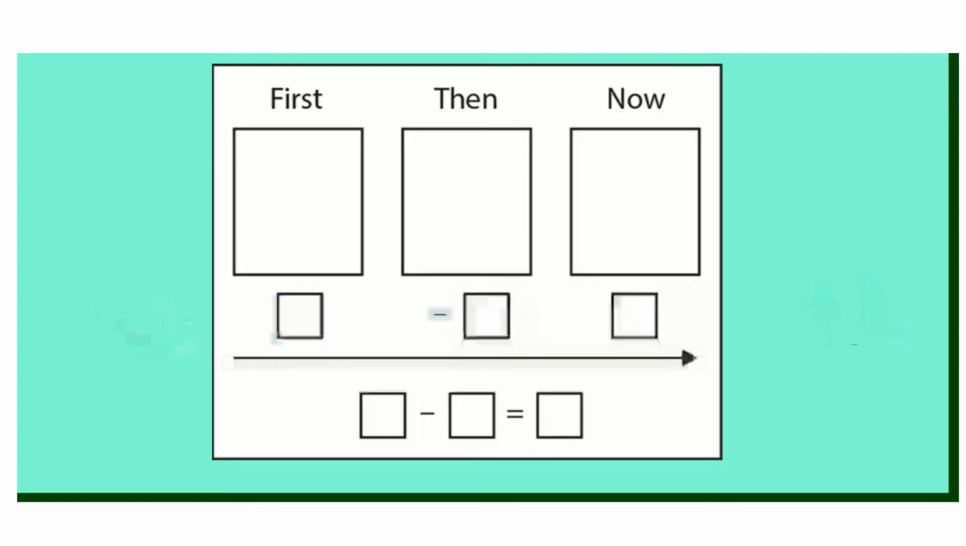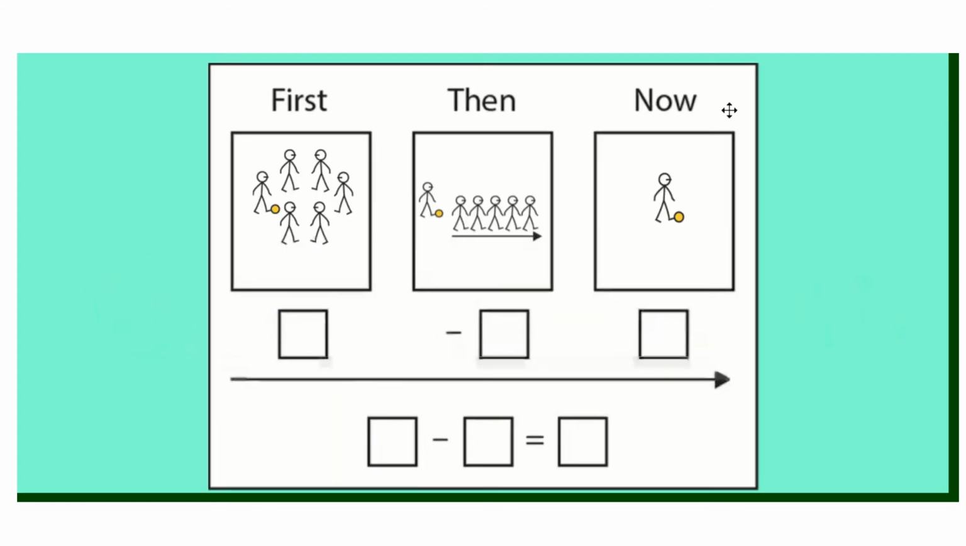Okay, so if we're doing a first, then and now, I've already got my pictures. You can draw yours. All right, I'm going to put my numbers in the boxes. So here I have 6 children. 6 is my biggest number. It is my whole. Then 5 children walked away. So there were 6 children playing football, then 5 walked away, which left 1. So I put my numbers in the boxes. Then I'm going to put it into a number sentence. So I have 6, and then I took away 5, which equaled 1.